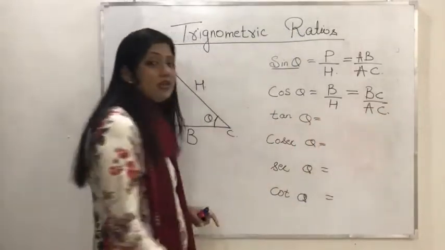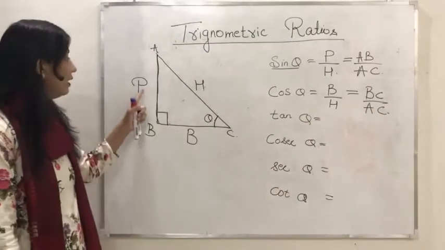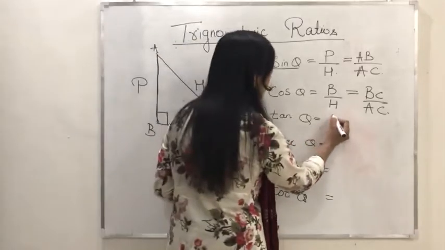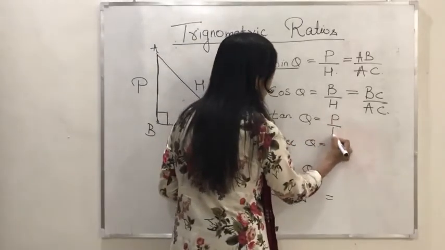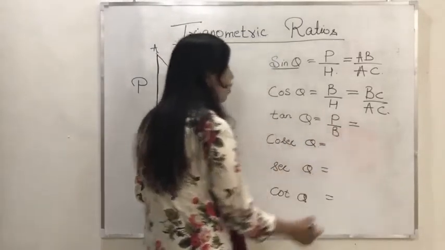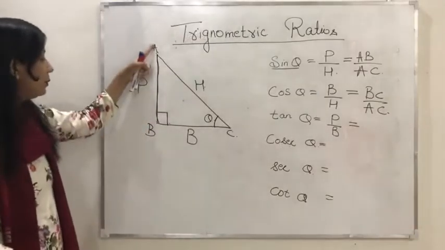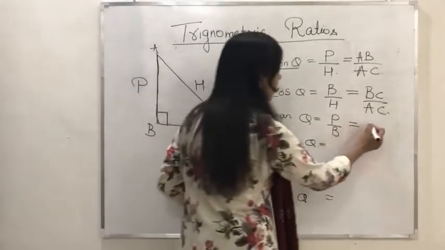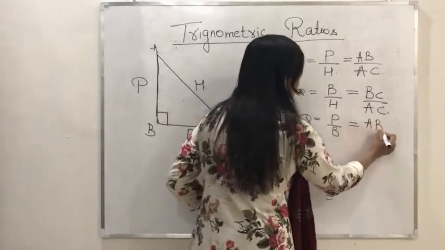The third one is tan theta. Tan theta is perpendicular upon base. So I will write here perpendicular upon base. Now what is your perpendicular? Your perpendicular is AB and base is BC. So you will write here AB upon BC.